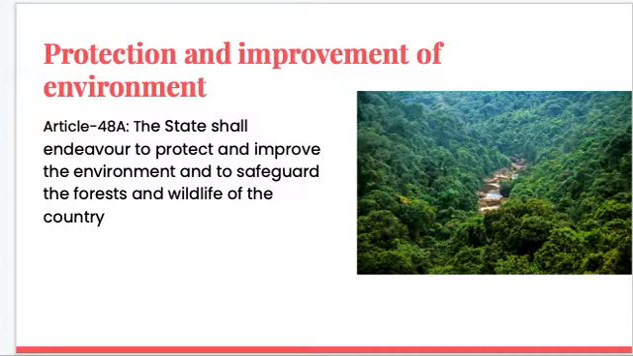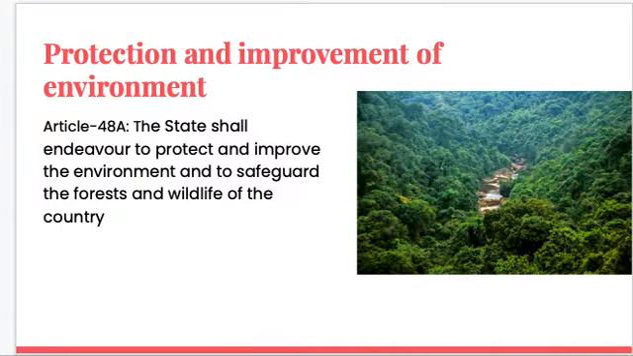Therefore, Article 48A states that the state shall endeavor to protect and improve the environment and to safeguard forests and wildlife of the country. This particular directive was added by the 42nd Constitutional Amendment Act of 1976. It wasn't there in the Constitution originally because it was implied, but the 42nd Constitutional Amendment made it very explicit that it is the duty of the state to ensure that the protection and improvement of environment is done for its citizens. The Constitution has made this a double provision under Article 48A.